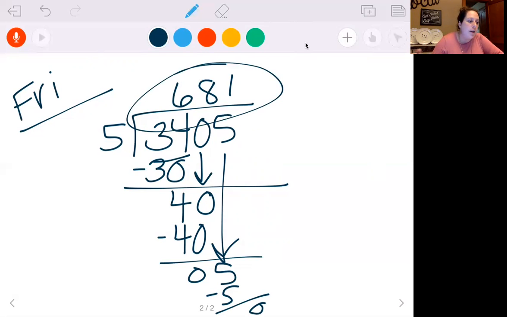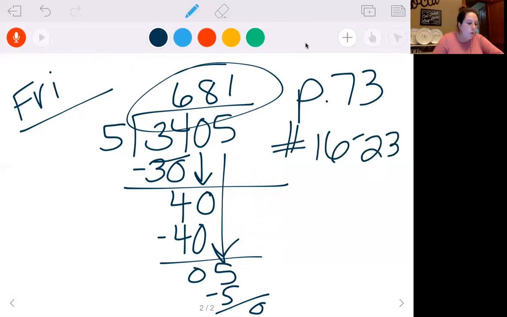Okay, so what I want you to do today is try page 73, numbers 16 to 23. We are going to do a ton more of these, so I don't want you to be upset if you don't understand it yet. When we get back from Thanksgiving break, we will do a lot more of these until I know for sure that we understand it, okay?